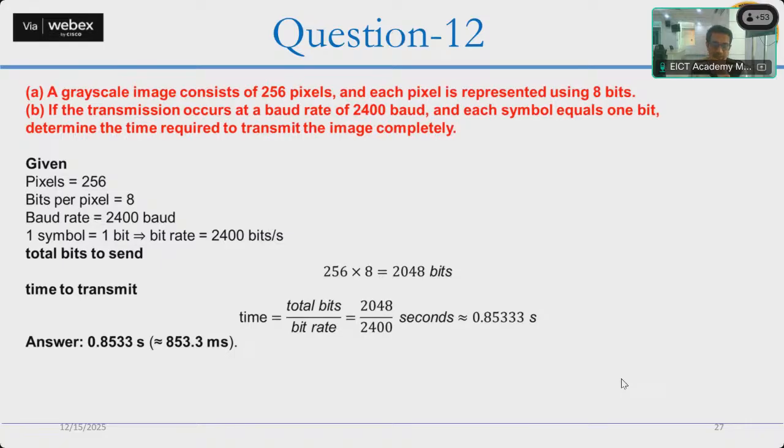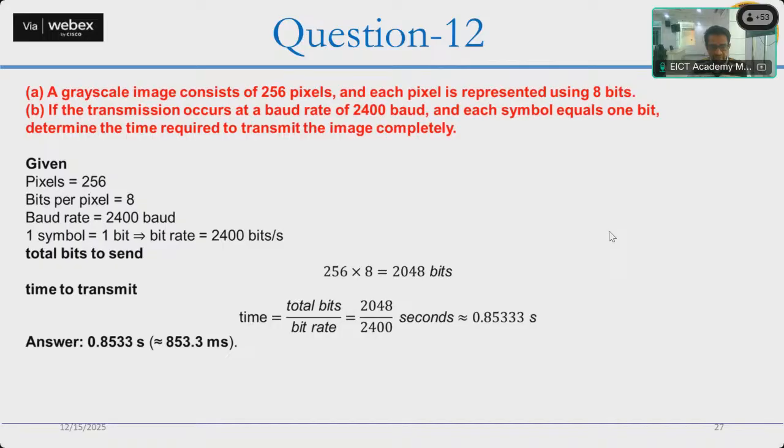Now we took another question. For example, a grayscale image consists of 256 pixels, and each pixel is represented using 8 bits. Why are we using 8 bits? Because we are using basically 256 levels, 0 to 255. 0 is basically for the black one, 255 for the white one. If the transmission occurs at a baud rate of 2400 baud and each symbol equals 1 bit, determine the time required to transmit the image completely.